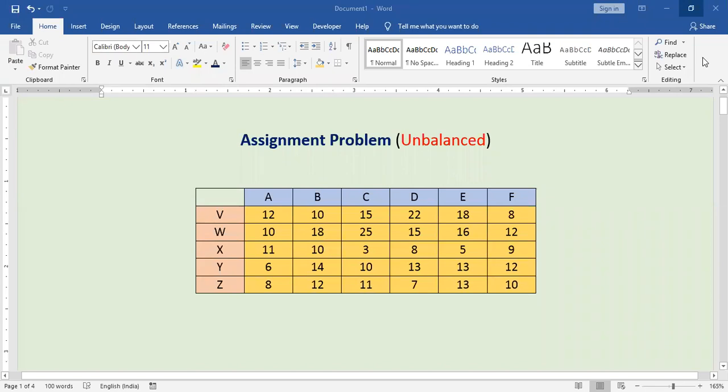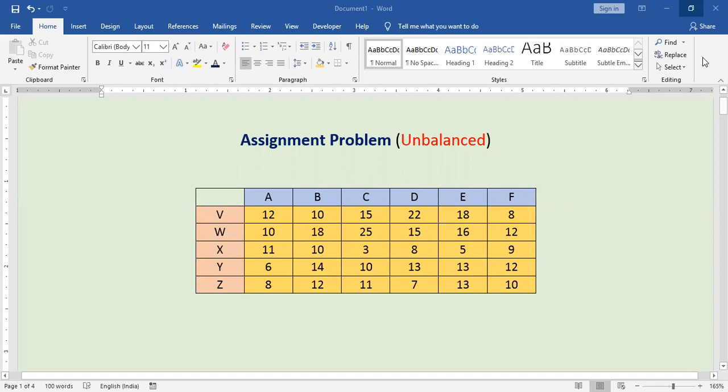Today we are going to discuss again the assignment problem, and in this we are going to discuss the unbalanced problem. Now the question arises, what is an unbalanced problem? In this case which you have seen, there are five rows and six columns. If we're talking about five rows and six columns, the rows and columns are not equal. So this is a case of an unbalanced problem.